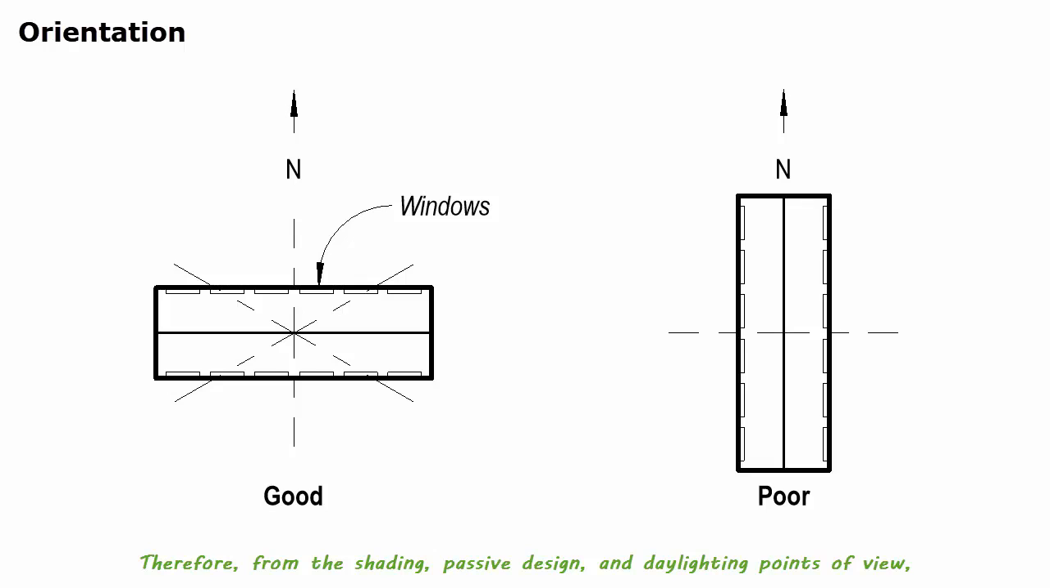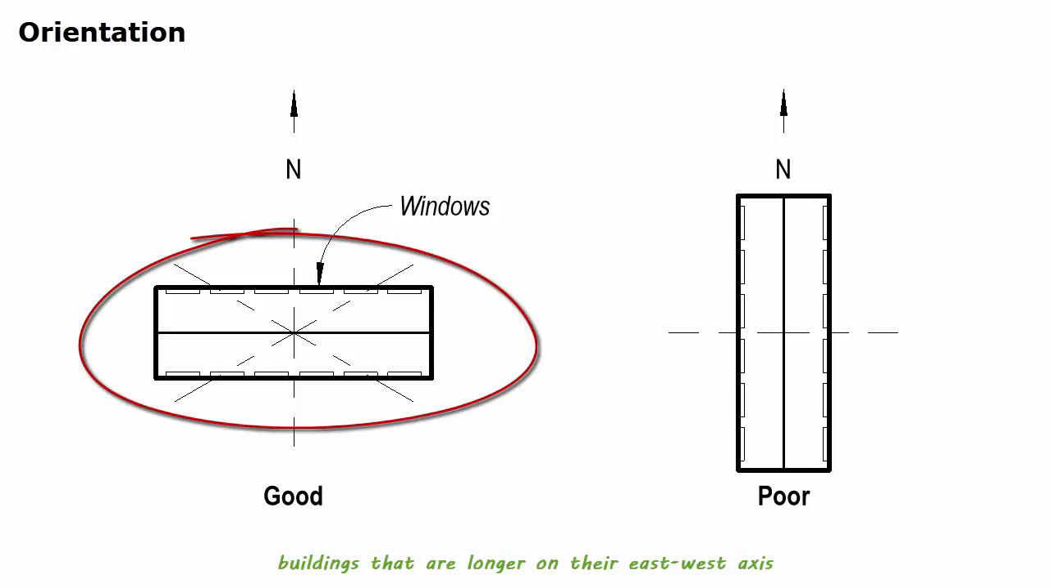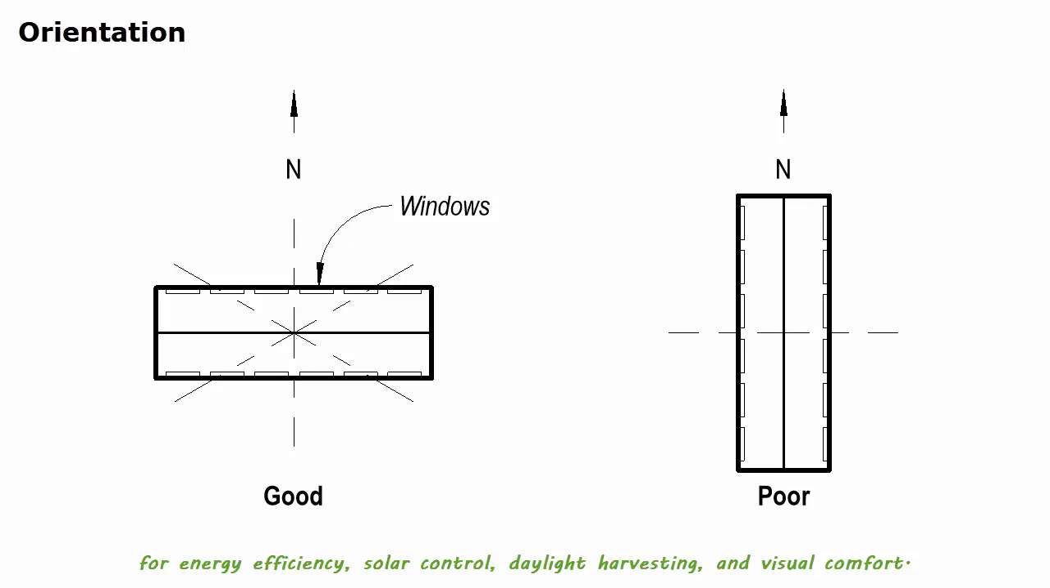Therefore, from the shading, passive design, and daylighting points of view, buildings that are longer on their east-west axis and having windows on south-north elevations are more desirable for energy efficiency, solar control, daylight harvesting, and visual comfort.